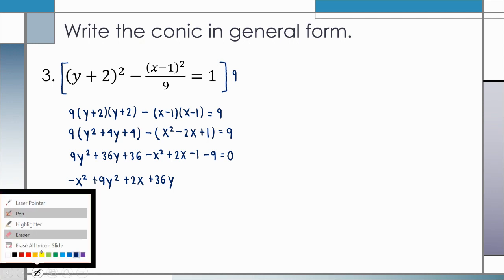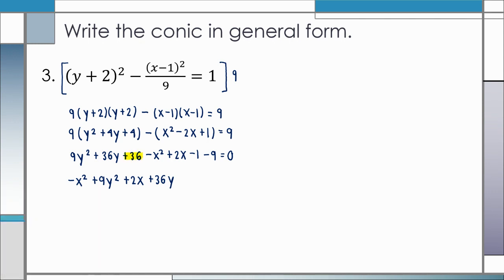But then as you can see, we actually have several numbers. So I want to go ahead and combine all of those. So we're going to add 36 minus 1 minus 9. That's going to give us a positive 26. This equals 0. This is our general form from the standard form of this hyperbola.